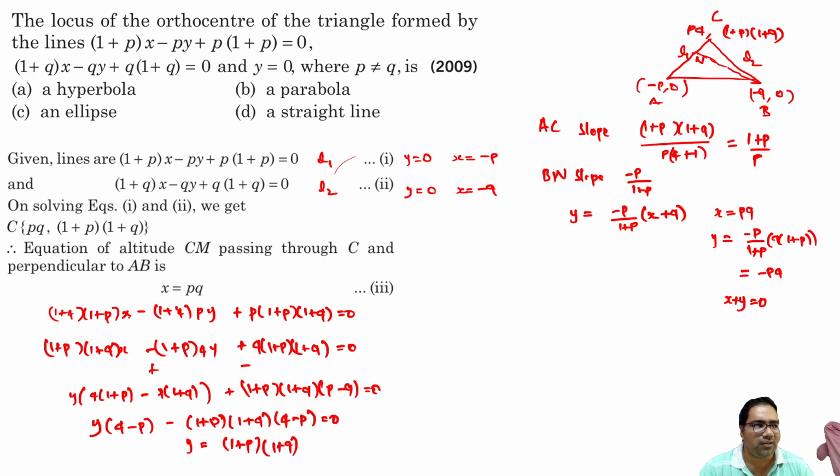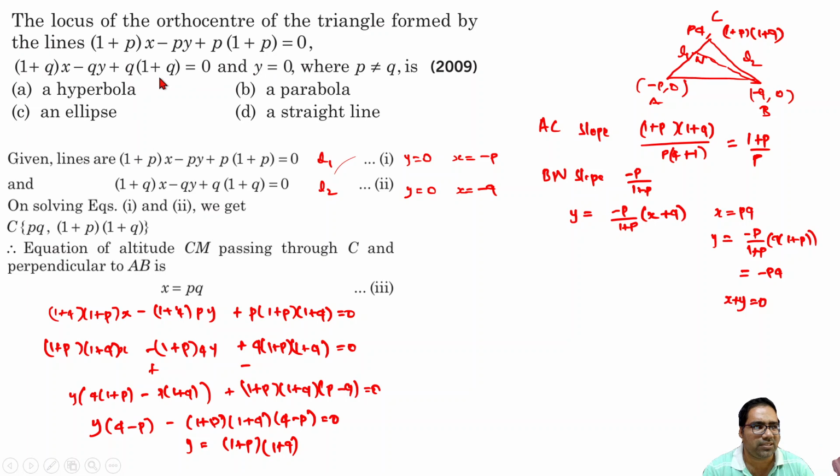Now let us try to solve both these equations and find out C, because A and B will be on the x-axis and C will be somewhere, right? Let us try to solve these two equations and get C in terms of P and Q. Right, let us take the first equation and multiply with 1 plus q, and the second equation we will multiply with 1 plus p. So (1 plus p)(1 plus q)x minus (1 plus q)p y, that is this one, plus p(1 plus p)(1 plus q) equals 0.